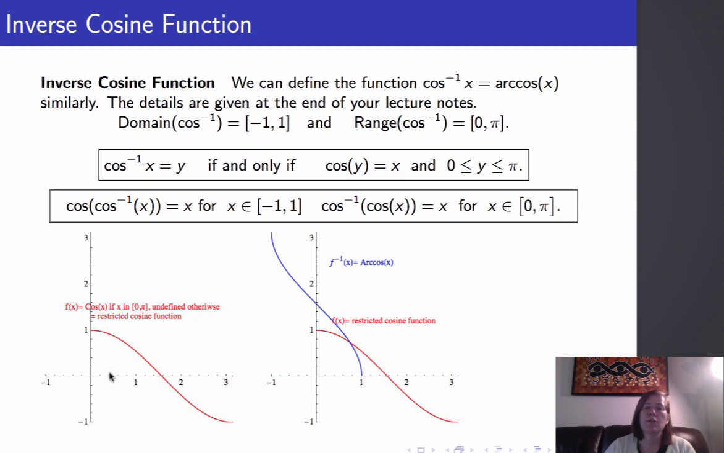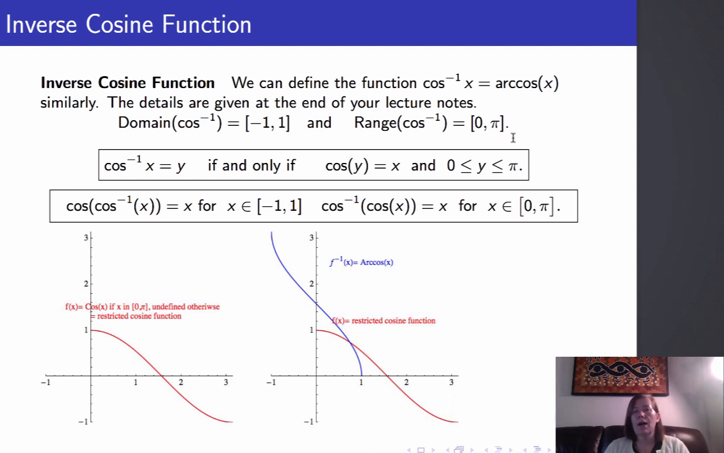The domain of the restricted cosine function is from 0 to pi, so therefore the range of the inverse cosine is also 0 to pi, a set of angles between 0 and pi. And the range of the restricted cosine is from -1 to 1, so therefore the domain of cosine inverse is from -1 to 1. It's all numbers between -1 and 1.